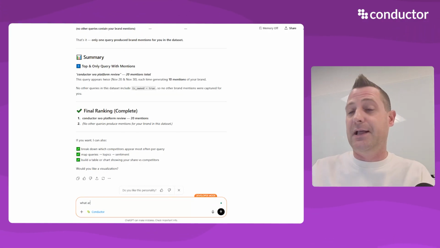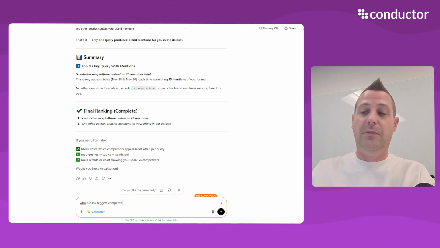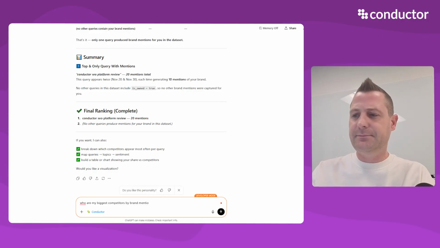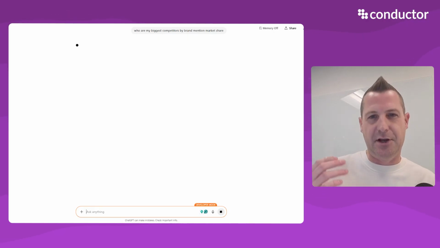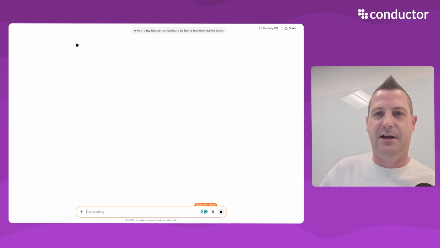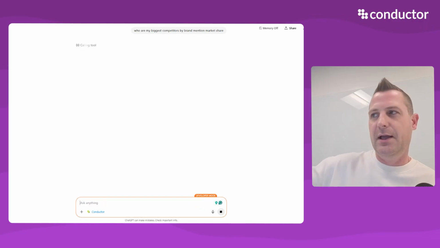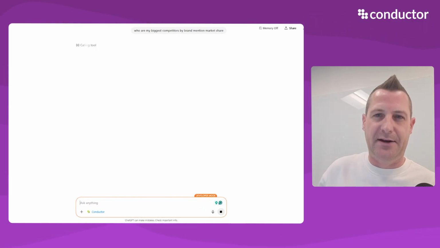So, big question that a lot of people have: who are my biggest competitors by brand mention market share? And let's see what comes up. And again, this is going to go into the instance within Conductor, and it's going to show exactly what competitors are there.